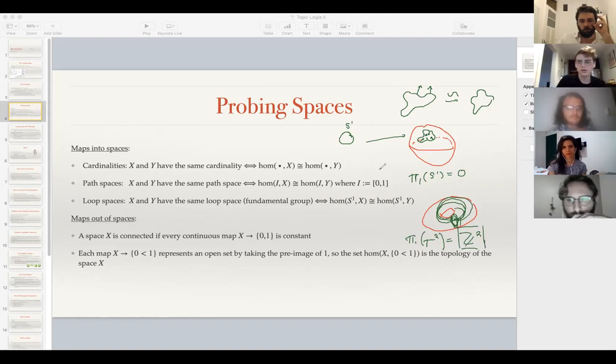Yeah, and in the first one, it's also Z, right? The homotopy of S1 is also Z because, oh no? No. The homotopy group of the sphere is trivial because everything can be contracted to a point.